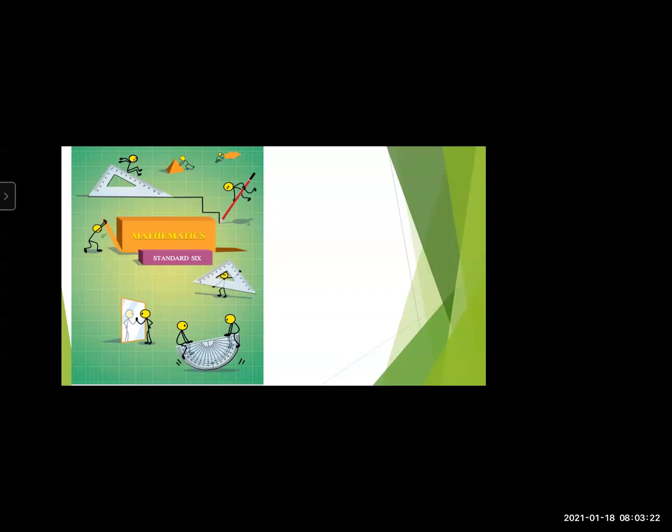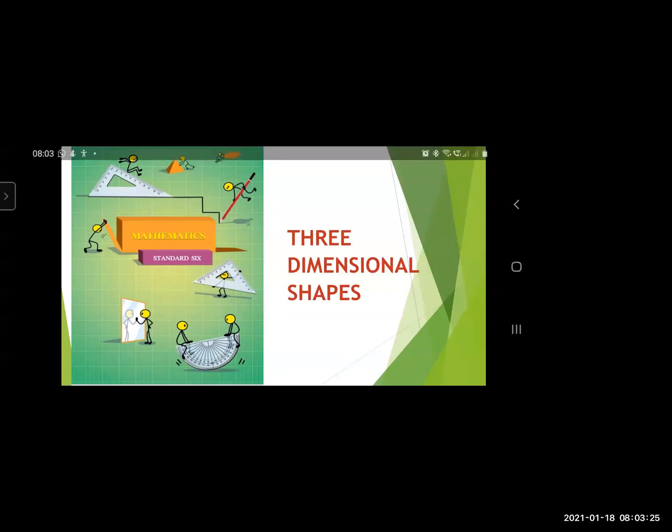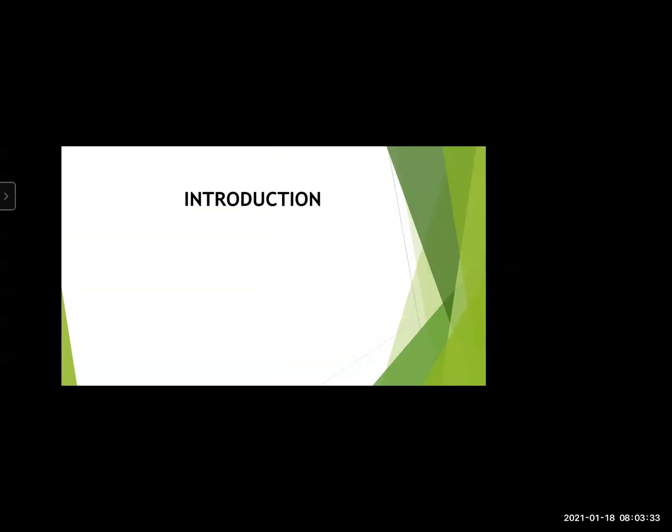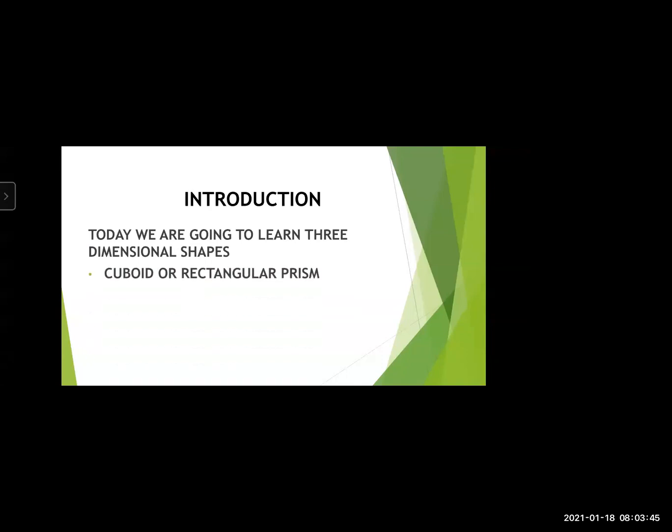So let's begin with our topic, that is three-dimensional shapes. What are three-dimensional shapes? Let's start. Today we are going to learn three-dimensional shapes. Which shapes are we going to learn? First, cuboid or rectangular prism. Second, cubes. Next, triangular prism, and cylinder.